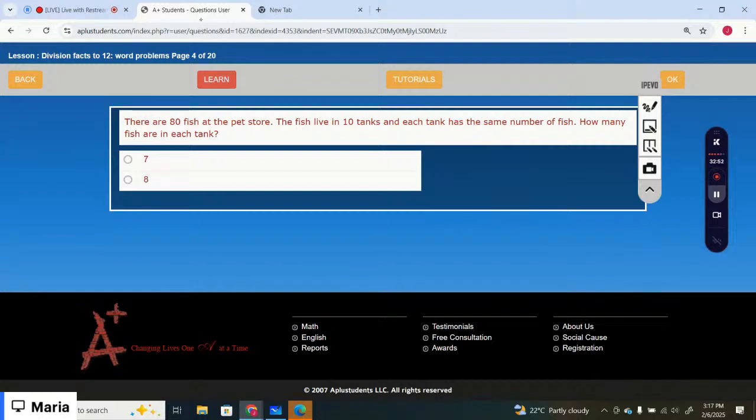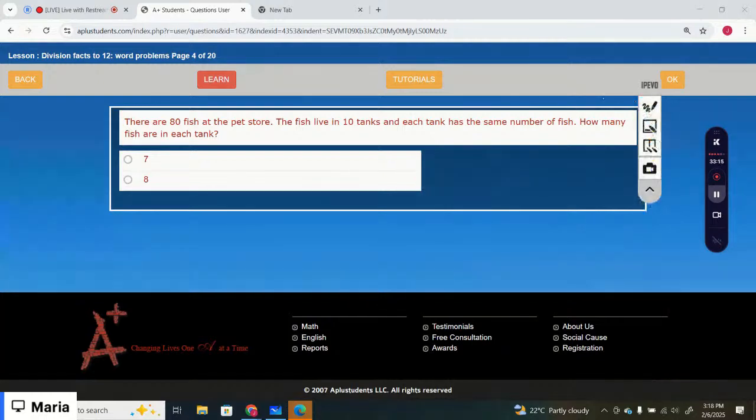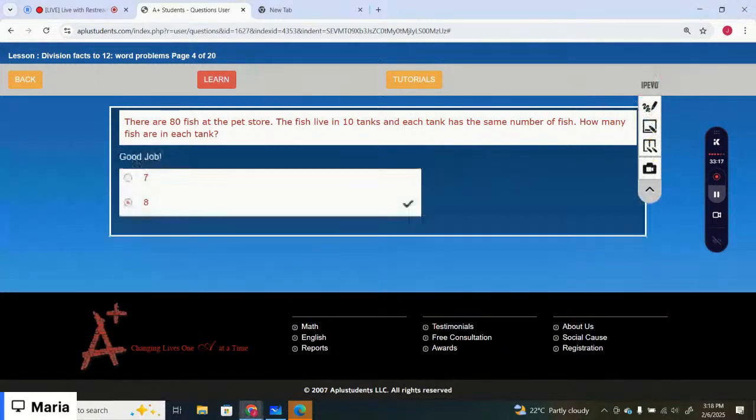So you have to divide 80 by 10. Sorry, you have to divide 80 by 10 because you have 80 fish and in one tank there are 10 fish. So you have to calculate how many fish are in each tank. 10 times 8 is 80, very good. Option number 2 is the correct option.